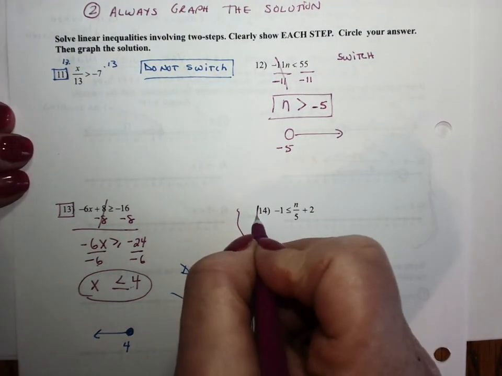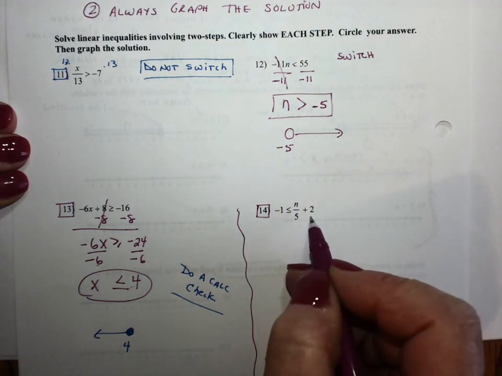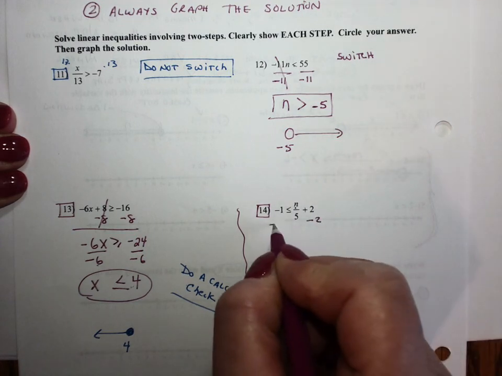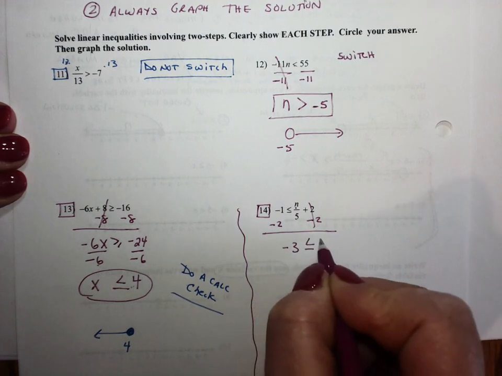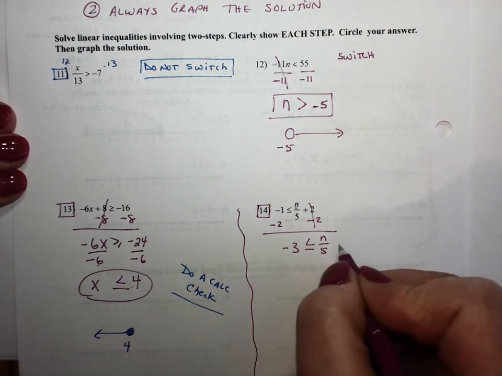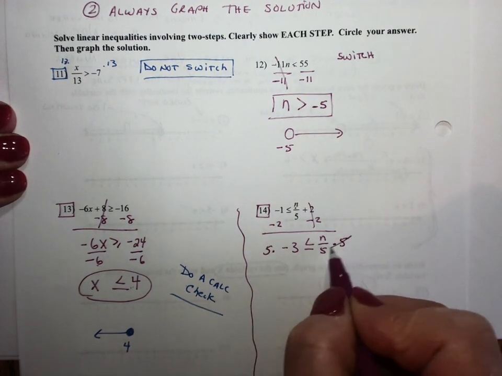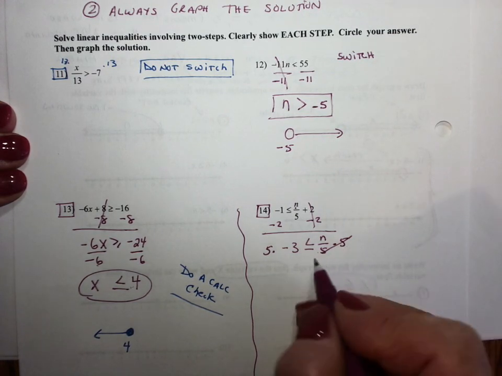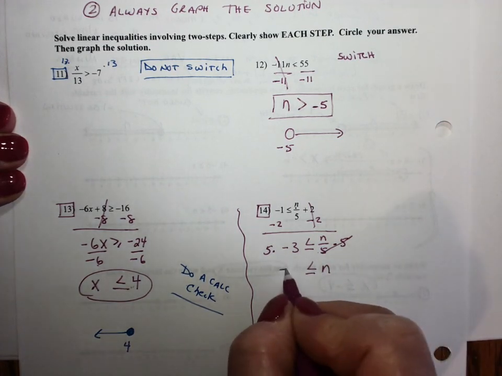This one might trip you up, so I'm going to do this one too. So here, we're going to isolate n. So we subtract 2 from both sides. We get -3 less than or equal to n divided by 5. We multiply both sides by 5. Now notice your variable was being multiplied by a positive number, so the direction of the inequality does not change, and you get -15.